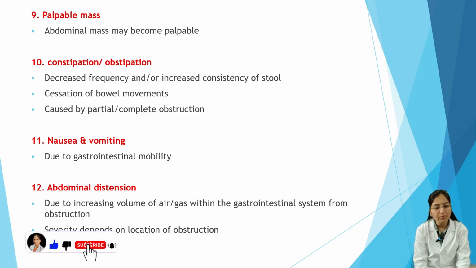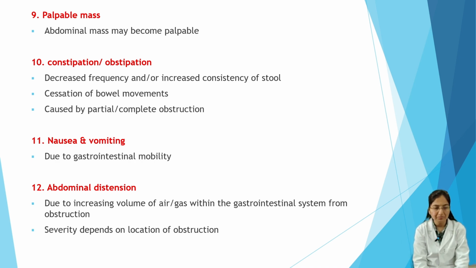And then the 10th one is constipation or obstipation. Here there is decreased frequency or increased consistency of stool, and cessation of bowel movements caused by partial or complete obstruction. That's all about the constipation. Next comes the 11th one, nausea and vomiting due to gastrointestinal motility. And the 12th one is abdominal distension, due to increasing volume of air or gas within the gastrointestinal system from obstruction. Severity depends on the location of obstruction.